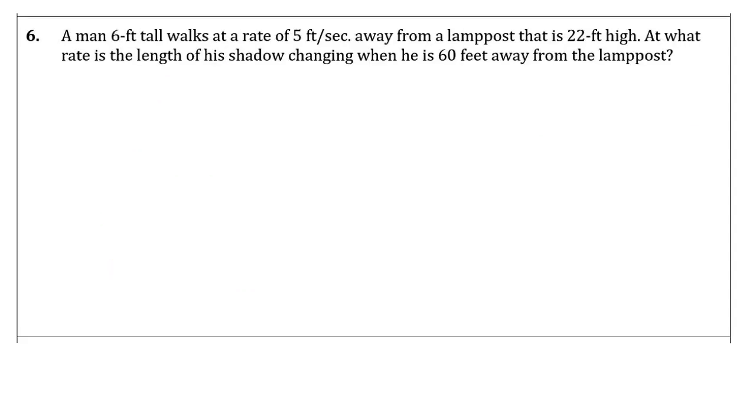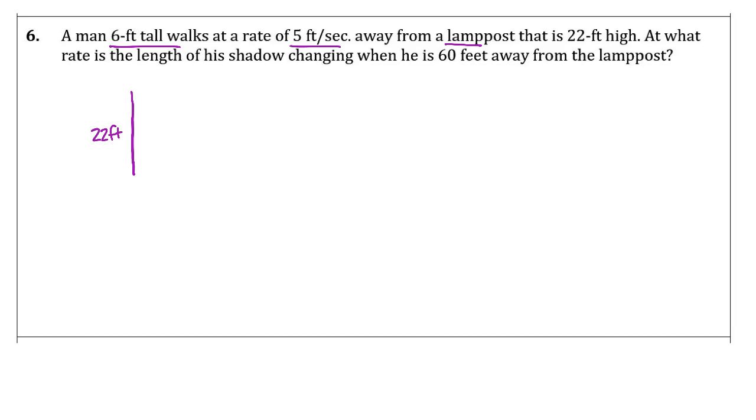Okay, so for our next part, we have a 6 foot tall man walking at a rate of 5 feet per second away from a lamp post that is 22 feet high. So I'm going to stop there and try to draw in what is going on. So there's our 22 foot lamp post. And we have a guy that is walking away from that lamp post at 5 feet per second.